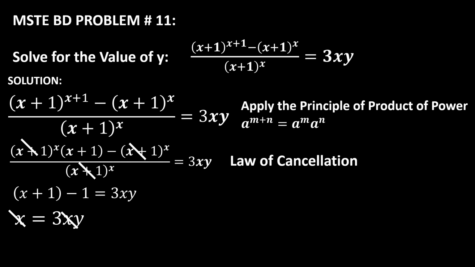And then, our next step is to cancel the x on the left-hand side of the equation and the other x on the right-hand side of the equation. For our second to the last step, as we can see, 1 is equal to 3y. Finally, our solution to our given problem: the value of y is equal to 1 over 3.